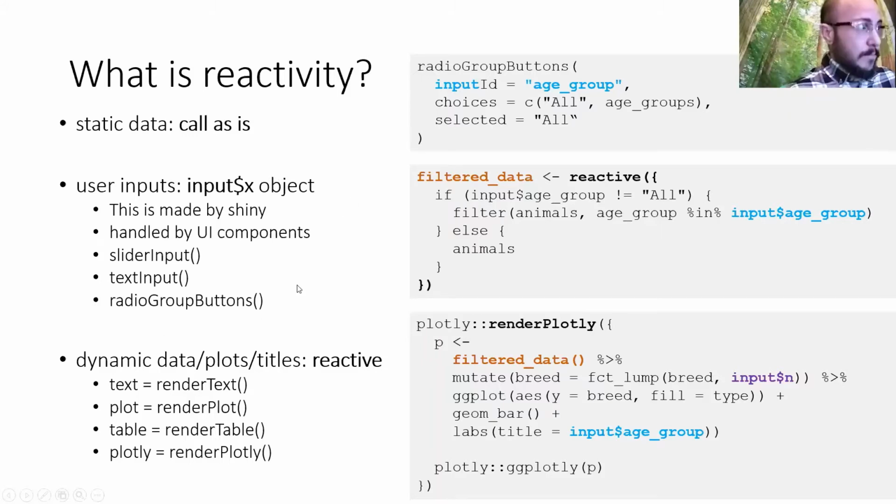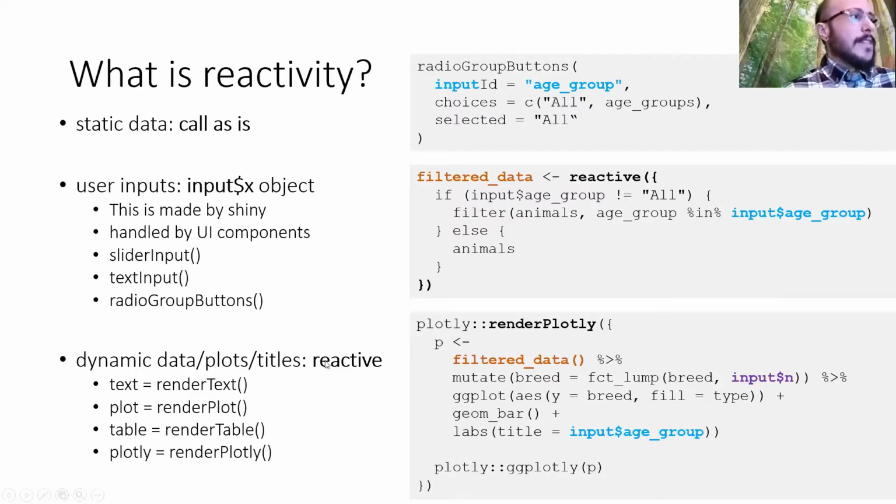But I do want to call out that most of the UI elements are going to be some sort of input, like slider input, text input, number input. There's a lot of these inputs. And then there's Shiny widgets, which has radio group buttons and a lot of great stuff. And there's links to that in the Flexdashboard document.